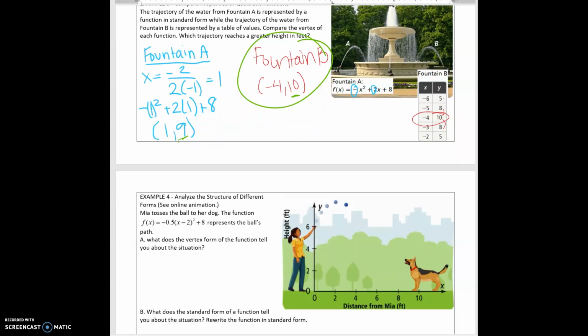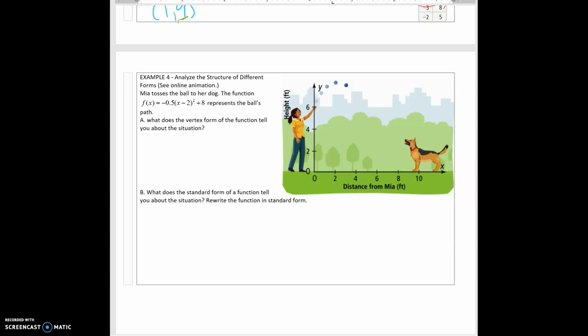Okay, and we have one more example. Now we're looking at this girl tossing a ball to her dog, and it has a function here, and it says, what does the vertex form tell you? Well, it's vertex form, so it tells us the vertex. The vertex is 2, 8, remember, because it's this one here, and it's opposite of what you see. And what does this tell us? It tells us at 2 feet, the ball is 8 feet high.